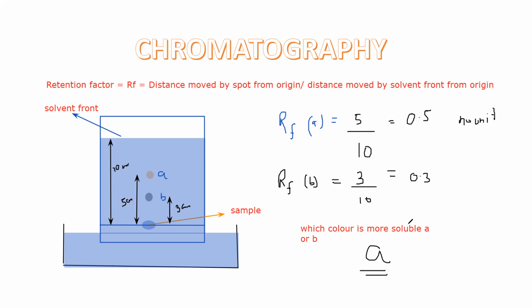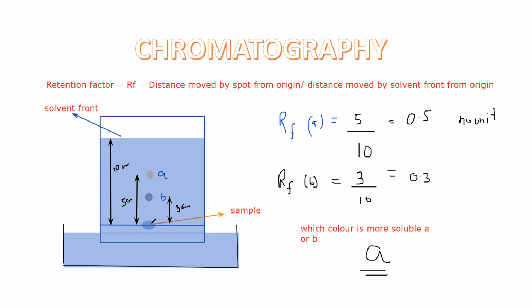Yes, Abdullah? Sir, but a few minutes ago you told us that the sample is more soluble. Look, the one which is more soluble will move with the liquid to a greater distance. So which point moves to a greater distance, A or B, or which dye or color moves to a greater distance from the origin in this example?